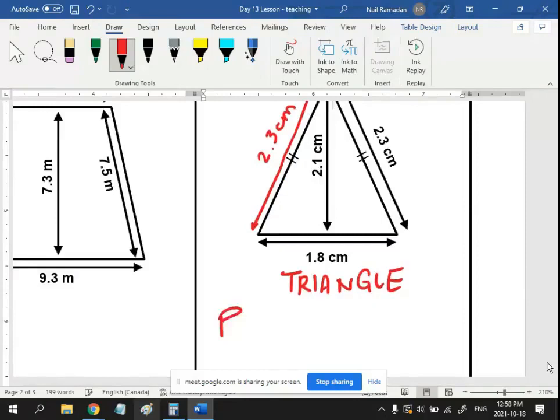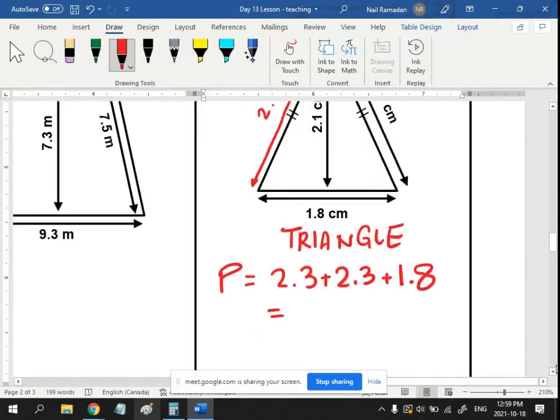Perimeter is 2.3 plus 2.3 plus 1.8. 4.6 plus 1.8. 4.6 plus 2, 6.4. And what's the unit here? Centimeters. Okay? Finding perimeter is really, really easy because you just have to what? Add up a bunch of sides.